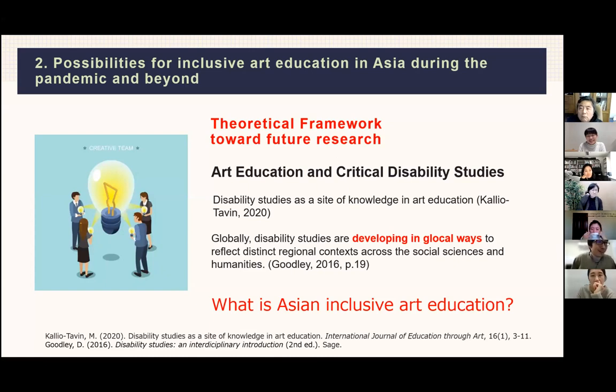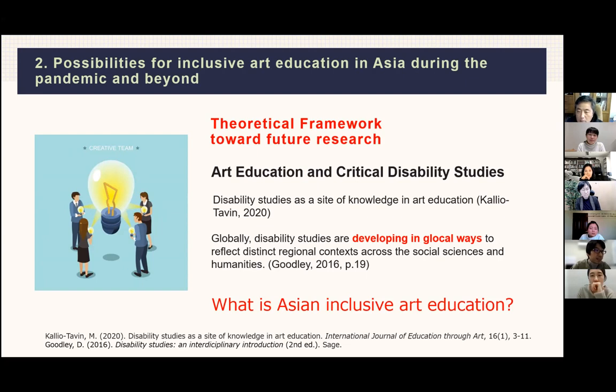In the following slide, I would like to answer the second question from the counselor on the possibilities for inclusive art education in Asia during the pandemic and beyond. For this question, I consider the theoretical framework towards future research, that is art education and critical disability studies. This concept was featured in the IJETA special issue 2020 edited by Mira Kariotaven. Disability studies were presented as a knowledge base for art education. Dan Guthrie, a leading scholar in this field, said disability study is developing global ways to reflect a distinct regional context across the social sciences and humanities.